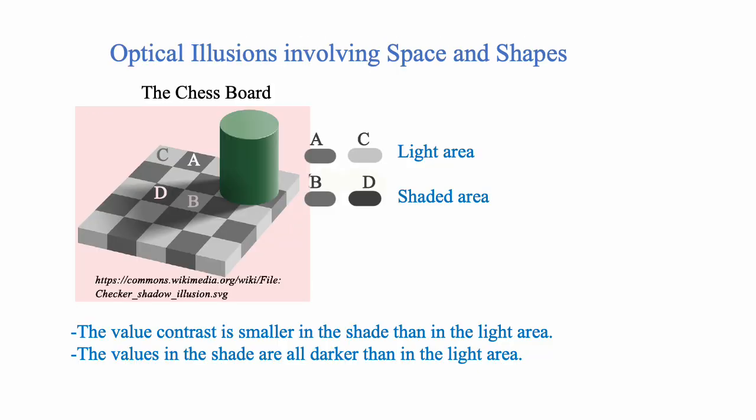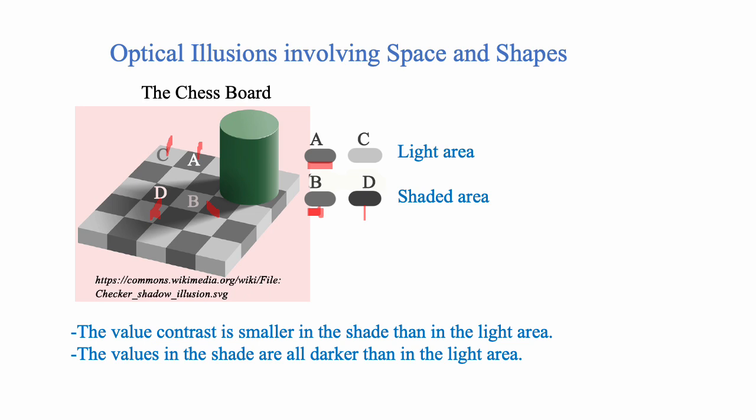The illusion in this chessboard is that value A is the same as value B, and I put value A here, and believe it or not, this is value B. I just copied it and put it over here. The reason they look different is that value A is compared to a lighter value C, whereas value B is compared to a darker value, which is D.